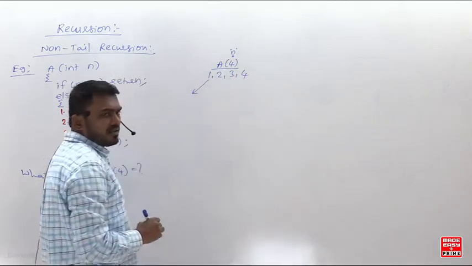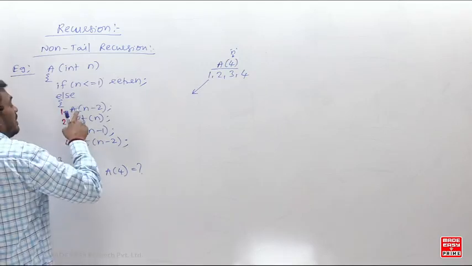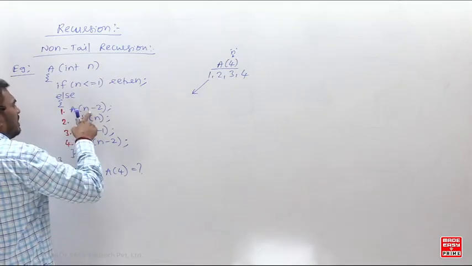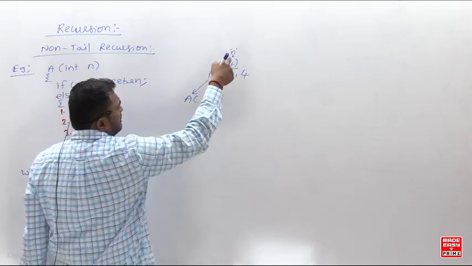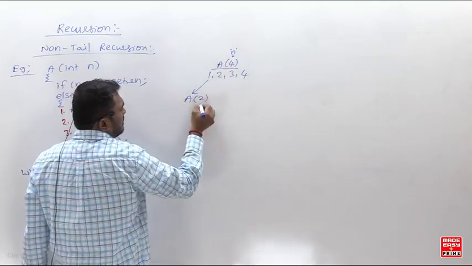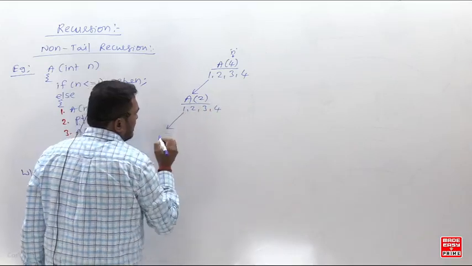Now tell me, what is the first statement? A of n minus 2, recursively calling A of n minus 2. The n value is 4, so 4 minus 2 is 2. So this again has 1, 2, 3, 4 statements, and again the first statement.